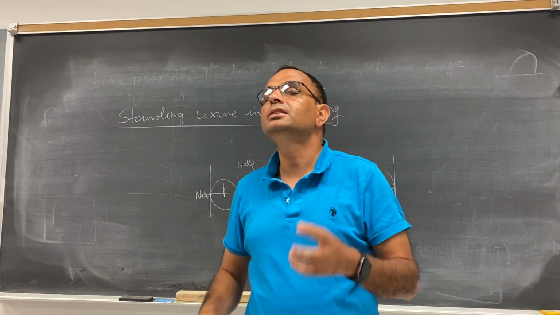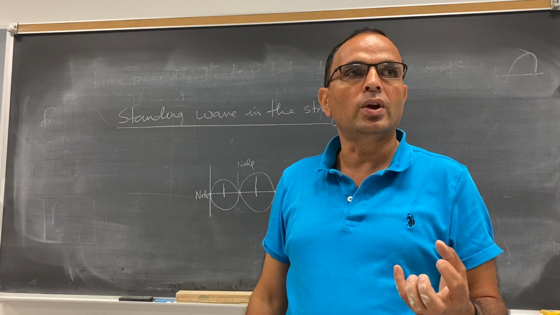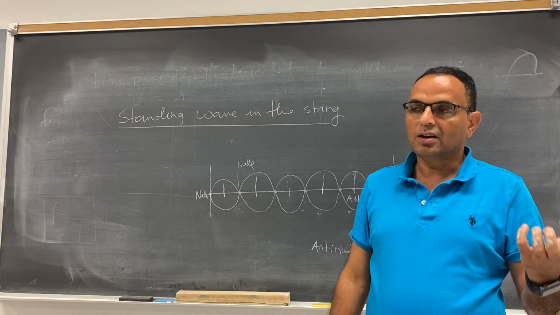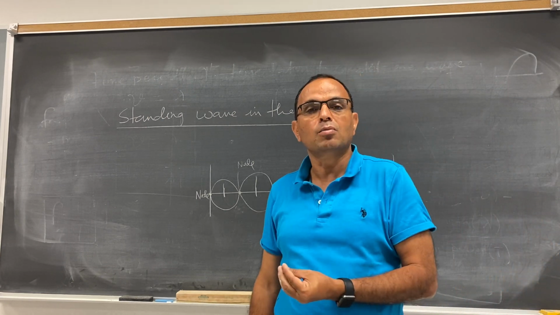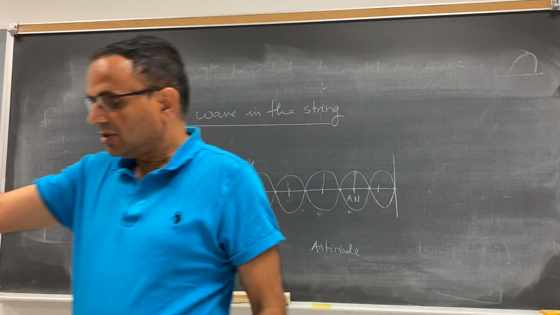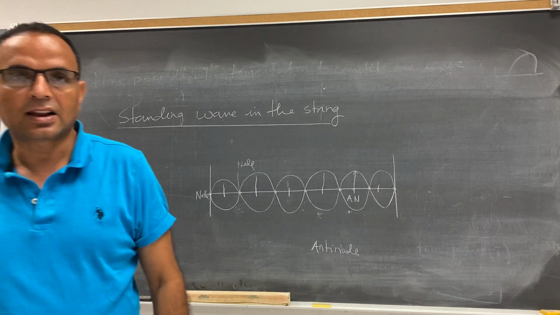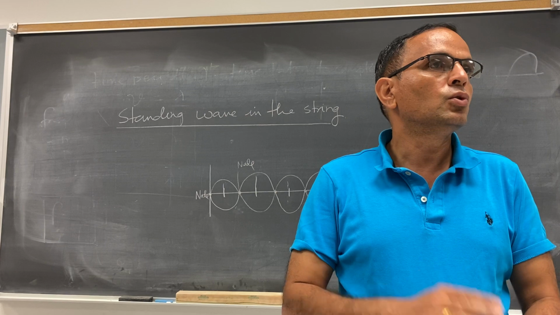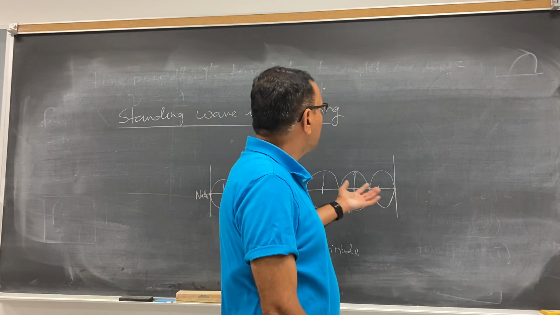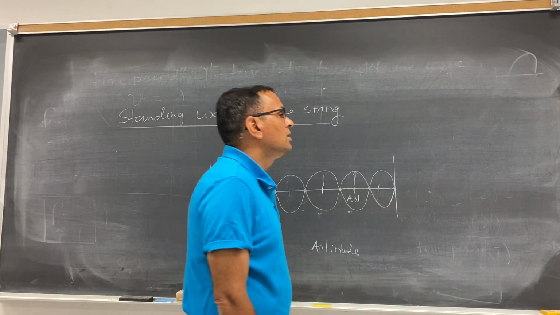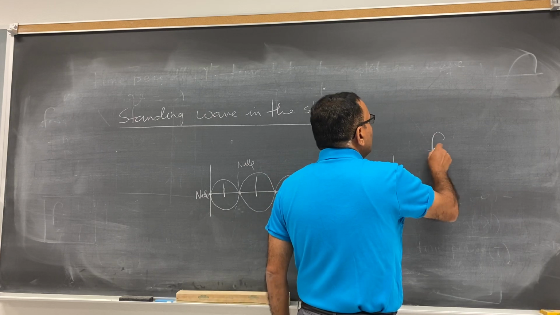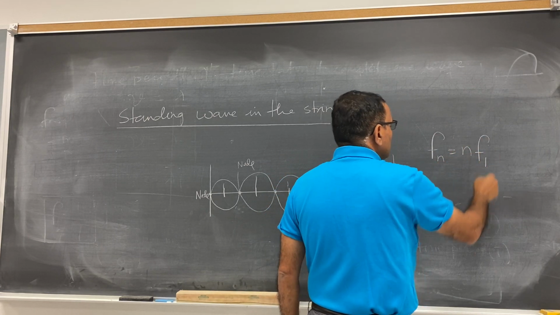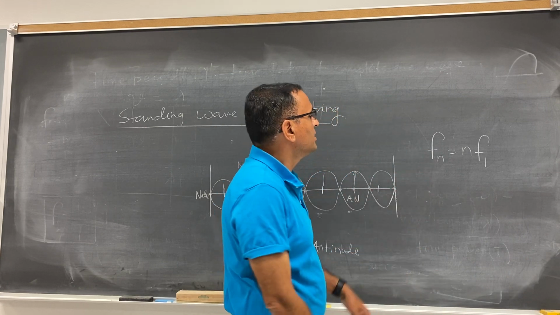There are different modes of the standing wave, and we can also calculate the frequency of the different modes, but that is not necessary in this class. If you read the textbook, you can see the standing wave there, but don't worry about that. For those who are interested, the frequency of any mode is Fn equal to nF1. This is the formula here.